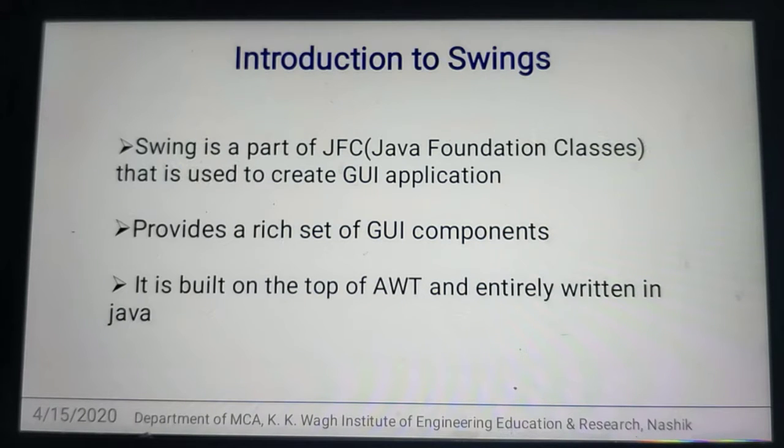Now the question may come to your mind: what is the difference between AWT and Swing? That we are going to cover in the next slide. So this is also used for GUI applications. While creating GUI applications, Swing provides a rich set of GUI components. And what is that rich set of GUI components? That difference we are going to cover in this lecture. It is built on top of AWT and is entirely written in Java.